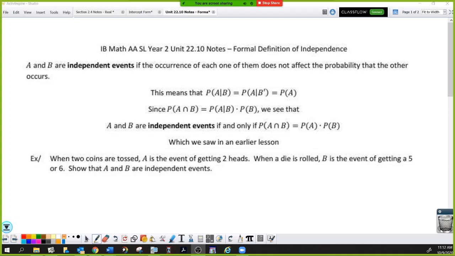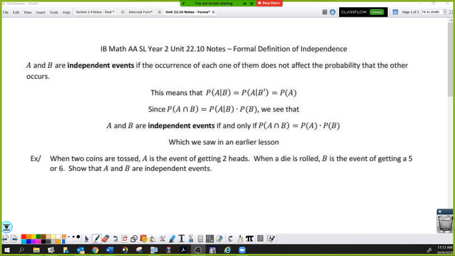But I also mentioned independent events when we were talking about dependent events, and also conditional probability, because conditional probabilities imply a dependent situation. So the formal definition of independence says A and B are independent events if the occurrence of one does not affect the occurrence of the other. Well, we know that.